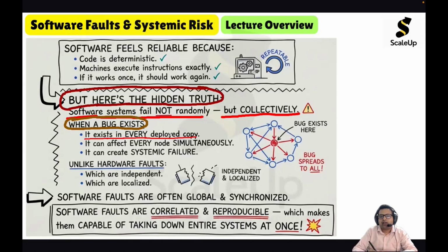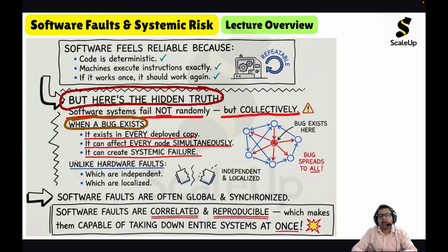And because of that, the failure will be a systemic failure. It will not be just a fault, rather it will be a failure, because if that bug migrates to all the nodes, the entire system may collapse. So a software bug can affect every node simultaneously and create systemic failure, and hence software faults can be systemic in nature and very dangerous.